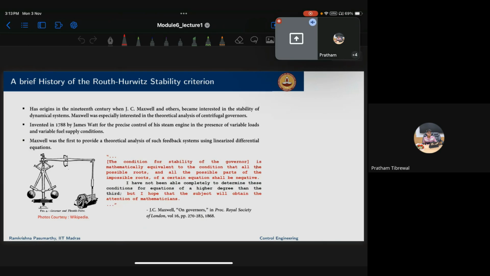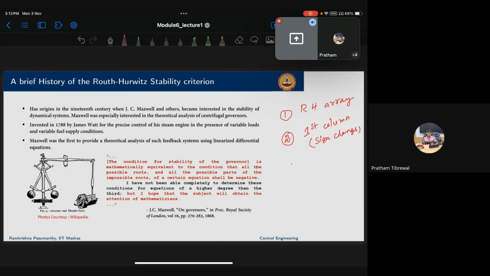So first we form the RH array. Then we check the first column and look for the sign changes. If there are no sign changes, we say the system is stable. If there are sign changes, we say that many poles are on the RHP side.